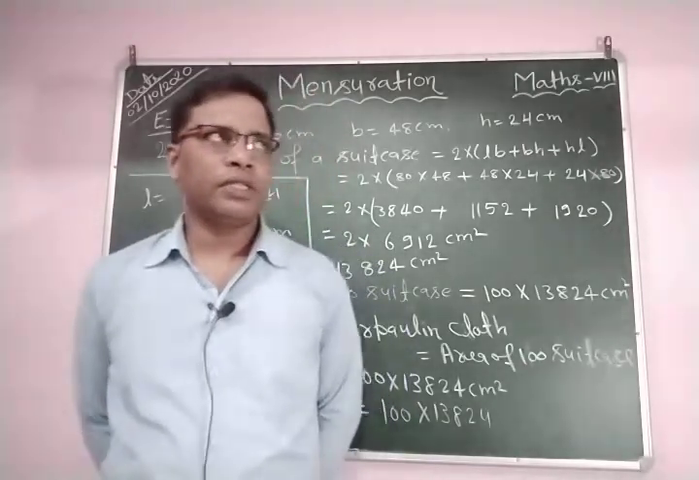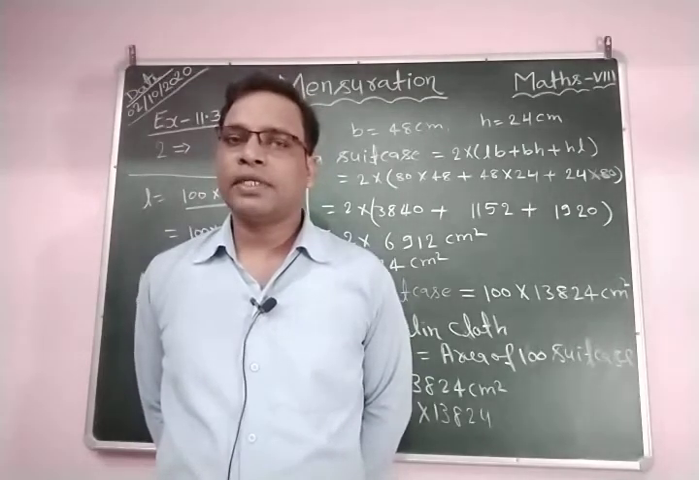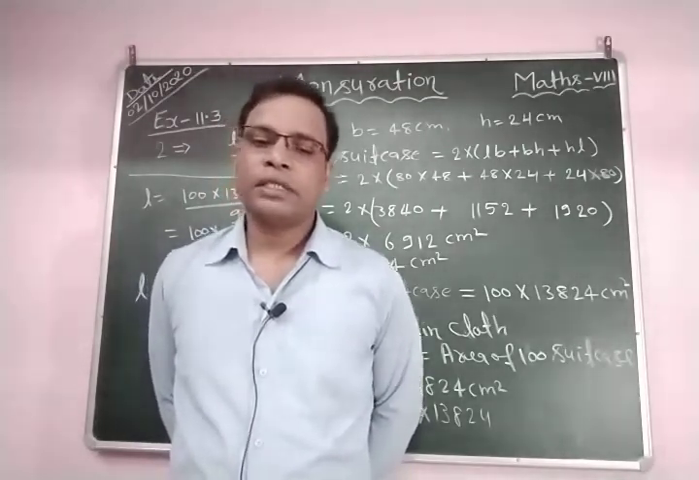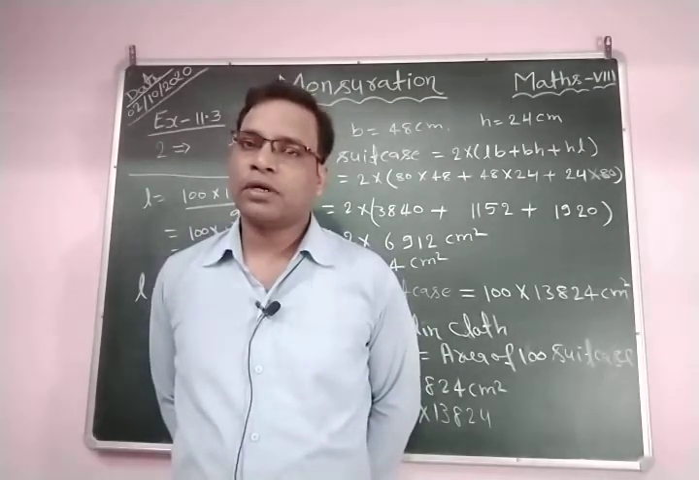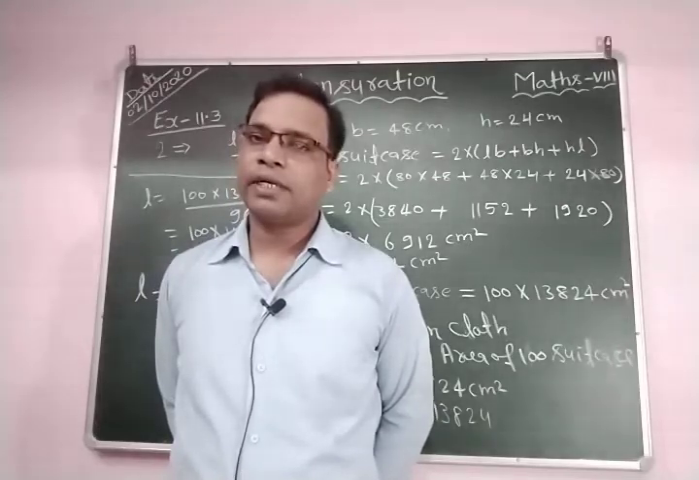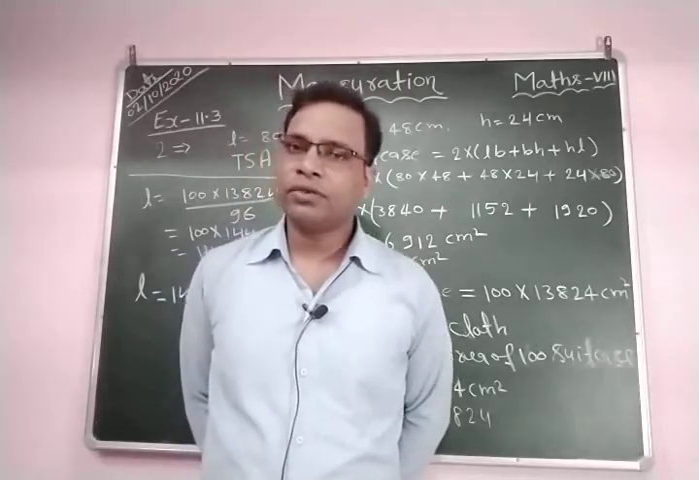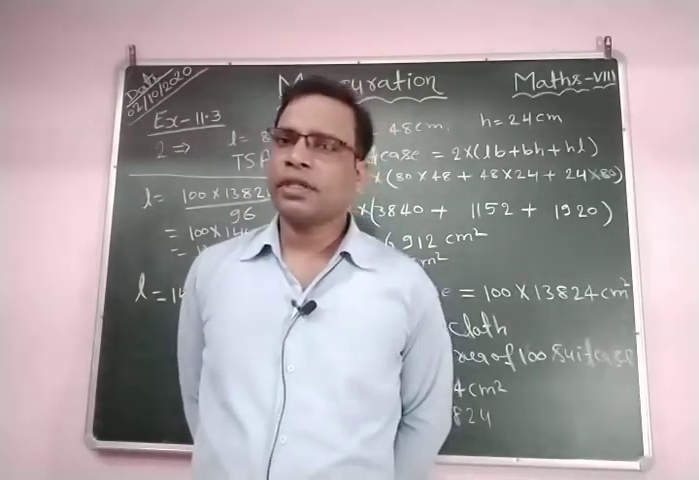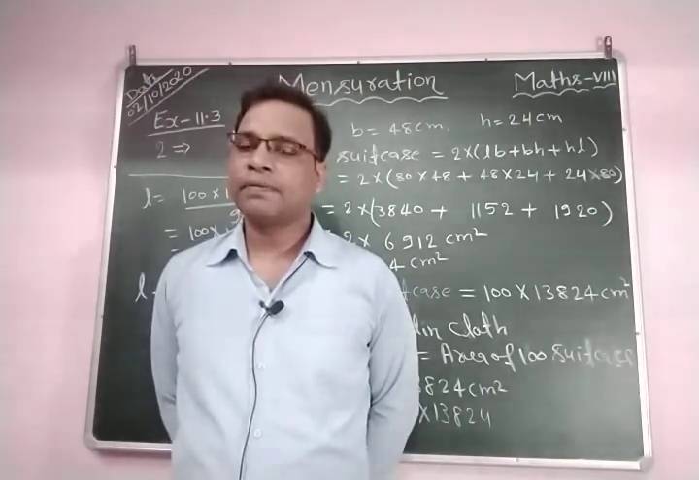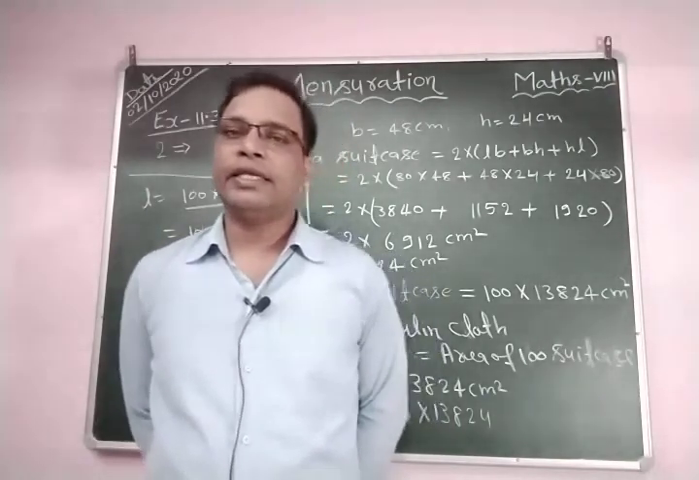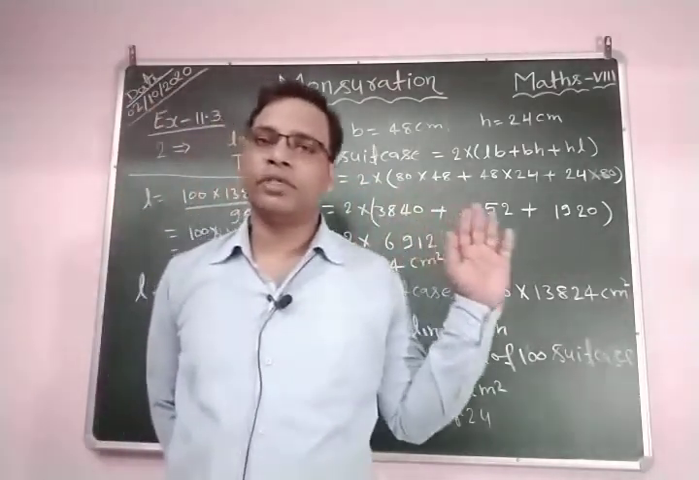You know very well, what is the shape of the suitcase? This is a cuboidal shape. So we find the total surface area of the cuboidal suitcase. The area of the suitcase is equal to 2 into length into breadth plus breadth into height plus height into length. Here length, breadth and height are given: 80 centimeters, 48 centimeters, 24 centimeters.